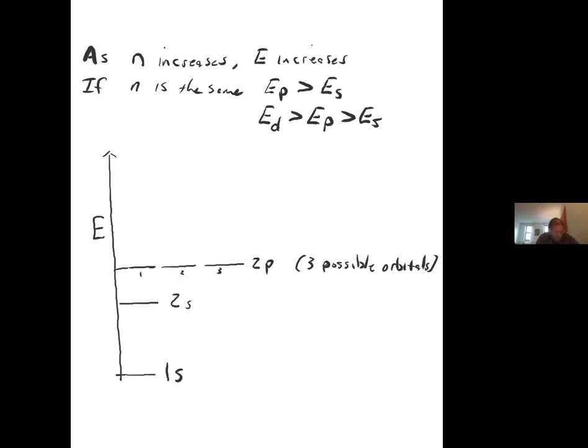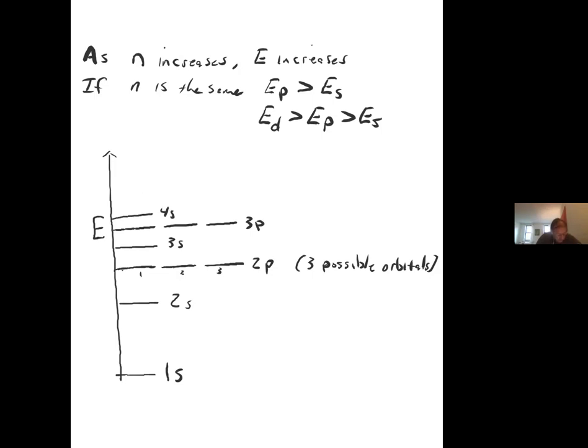So remember that for the p, there's 3 orbitals, not just 1. And the electron can be in any of those three. It could be in one or the other or the third one. Now, once you get beyond the 2p, the next one is the 3s. So this is just like the previous slide that I showed you. So there's your 3s. And then 3p. And then remember, p's have three possibilities. And then the next one is the 4s.